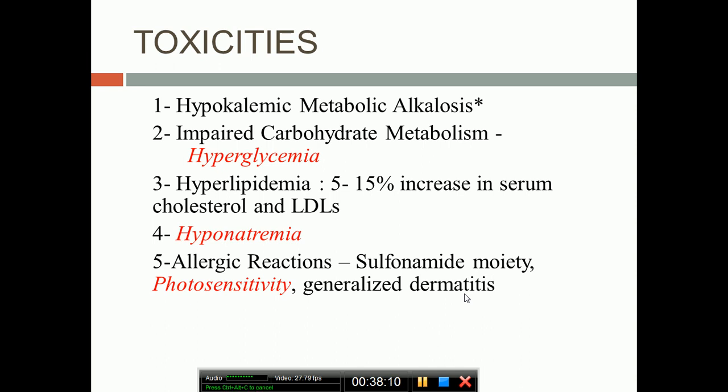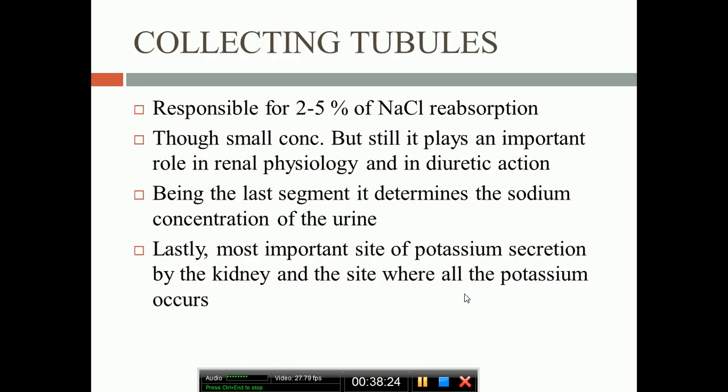Hyponatremia is quite obvious, and these also contain a sulfonamide moiety. These can cause allergic reactions, photosensitivity, and generalized dermatitis. Then we have collecting tubules.